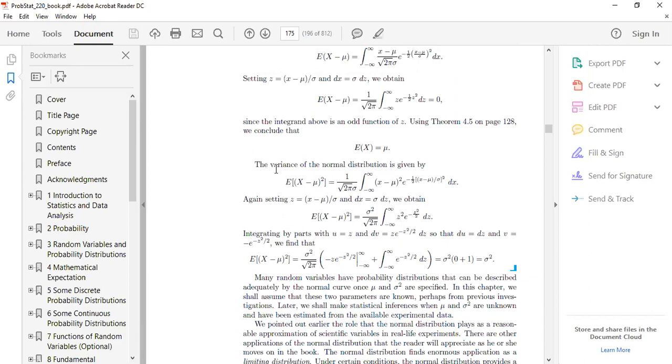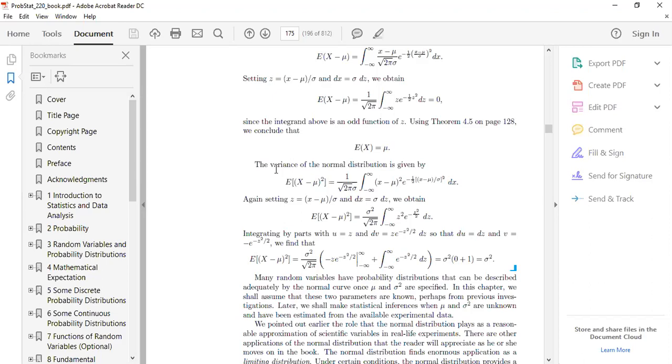In the later chapters, we are going to see that we shall make statistical inference when nu and sigma are unknown. So here nu and sigma are known to us, but in the later part, we are going to see that nu and sigma are unknown. In that case, how to take care of the normal distribution, we will see that part.